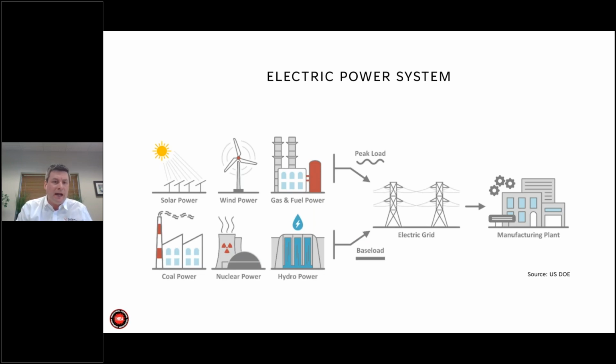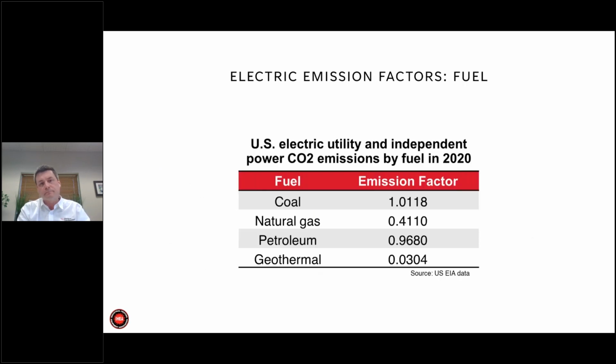But if you're using coal power or gas and oil fuel power to create your electricity, that electric power has a carbon footprint. So what is that? In 2020, for the electric utility and independent power producers, the emission factor for coal is 1.0118. Natural gas is about 40% of that number. Petroleum is about 5% less of that number. And geothermal actually has a carbon footprint. This is the energy you get from steam in the ground, from geysers or whatever. And it just so happens that there's some carbon dioxide stored in the ground. And when you bring it up, it will emit. So it does have a little bit of a carbon footprint.